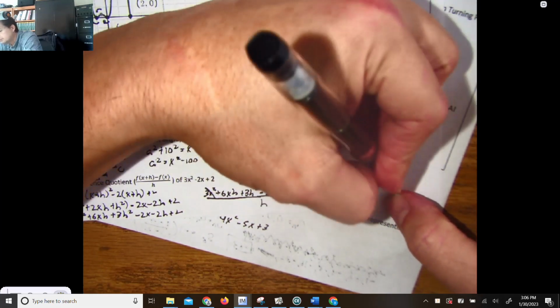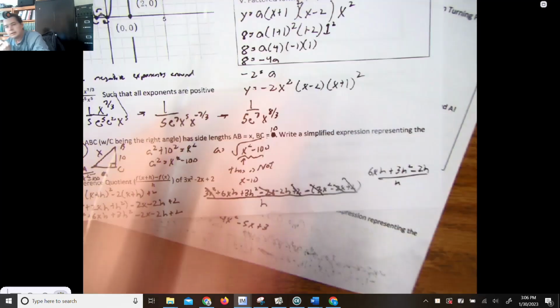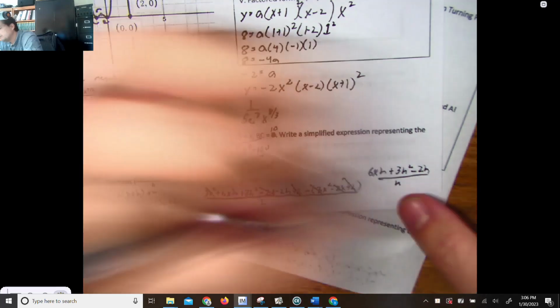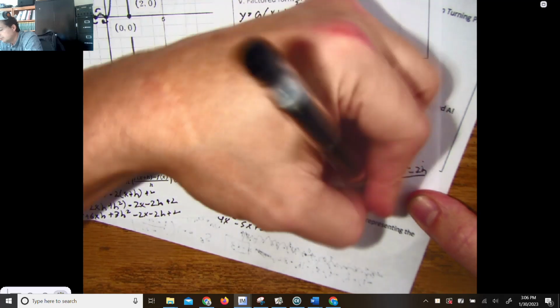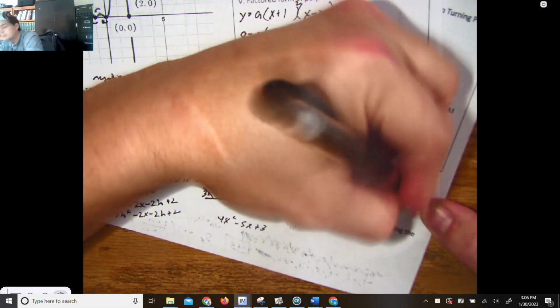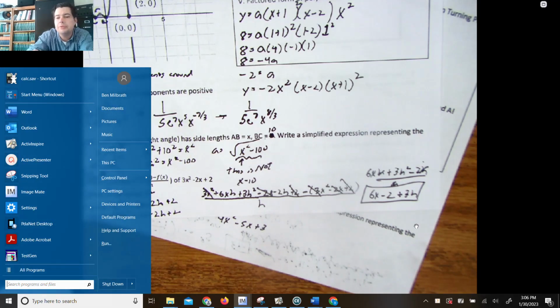Now you're going to be sitting pretty at 6xh plus 3h squared minus 2h over an h. That particular fraction has 4 pieces, and every piece has an h. 6x, right there, gone, minus 2, gone, plus 3h, which is exactly what I told you it was 3 minutes ago. See if you can figure out the shortcut. That's called derivatives.